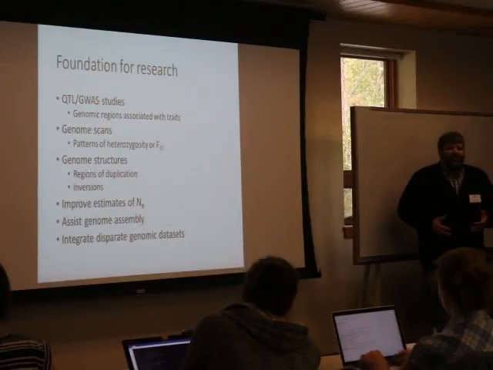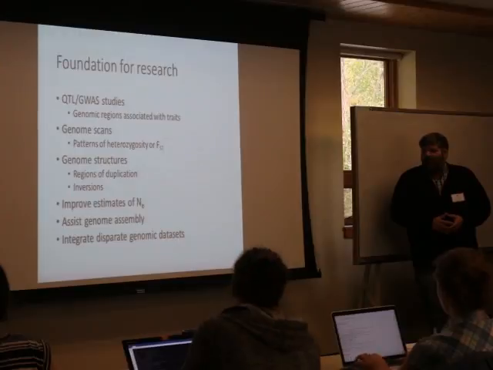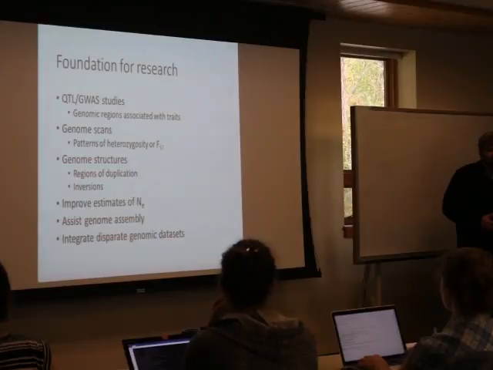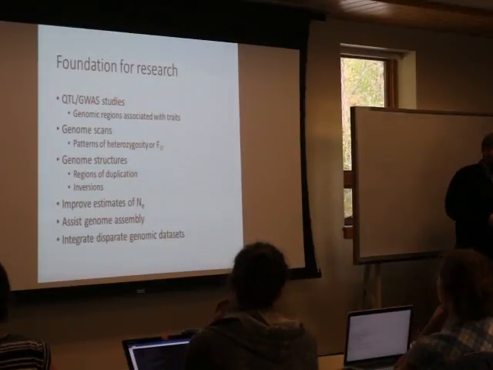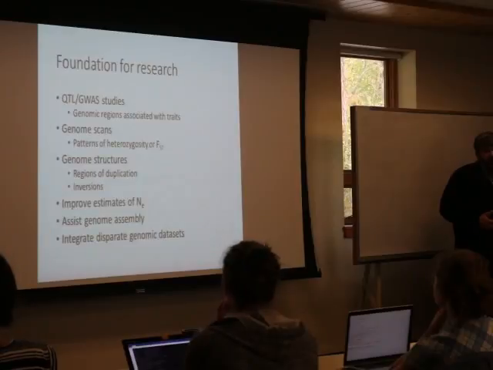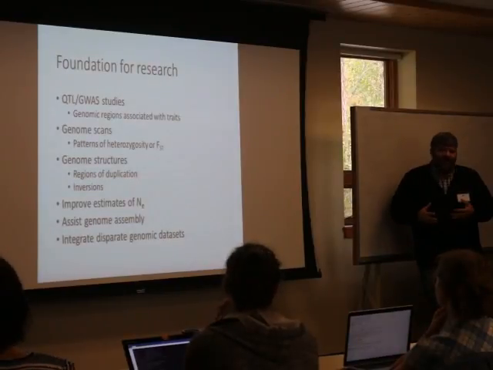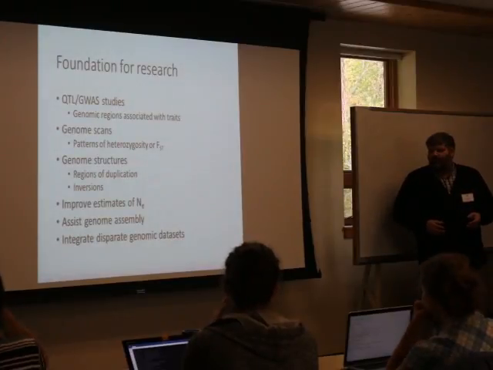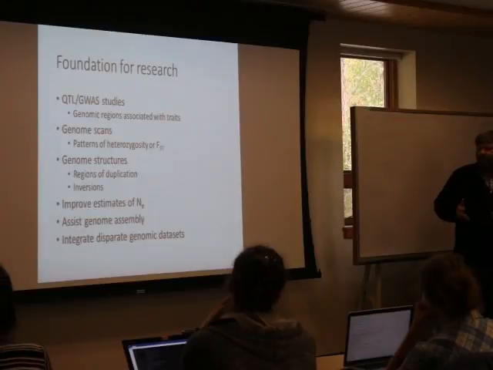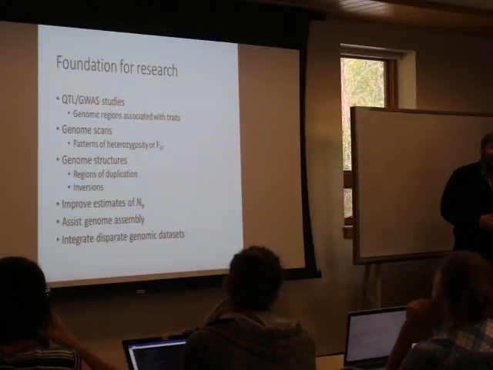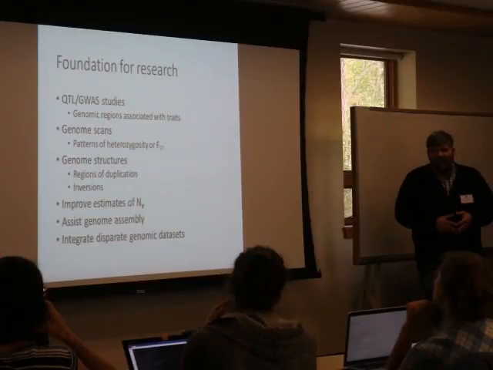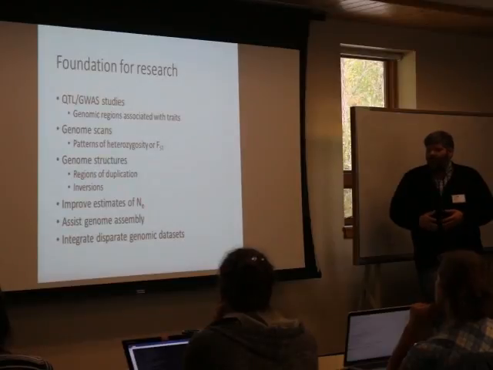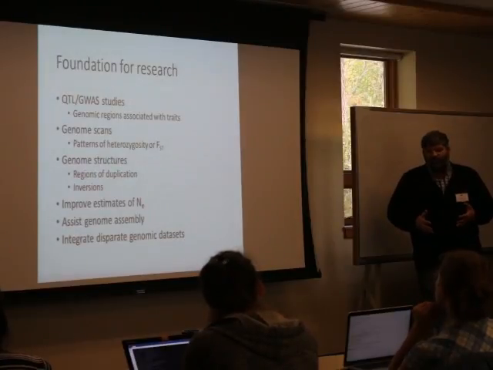So because of the information that linkage maps give on marker order, they're really a foundation for a lot of different types of studies. QTL and GWAS studies look at genotypes across linkage groups to look for genomic regions associated with traits. Genome scans look for patterns of heterozygosity or FST or other population parameters across genomes. You can use linkage maps to identify genomic structures. You can identify regions of genome duplication. And you can compare linkage maps across populations or species to look for inversions or other chromosomal structural changes.